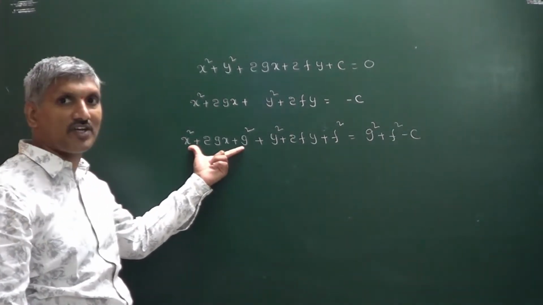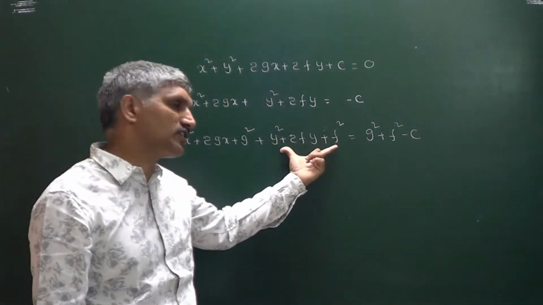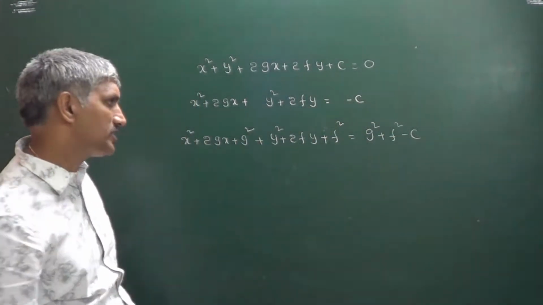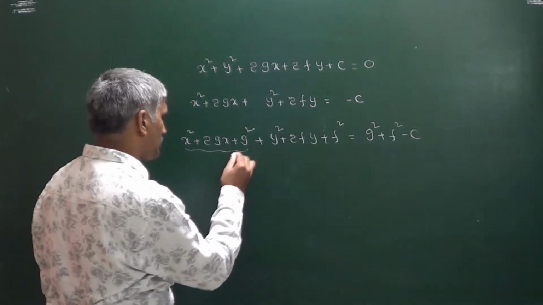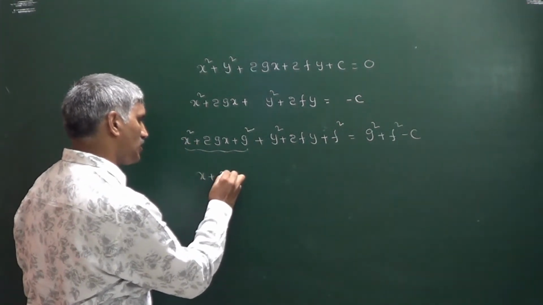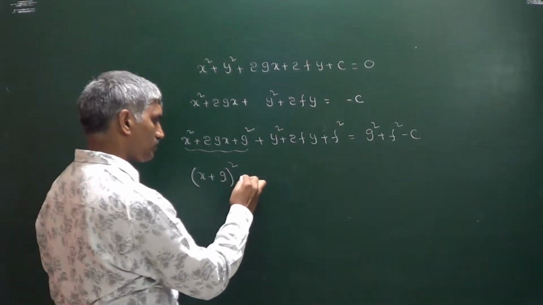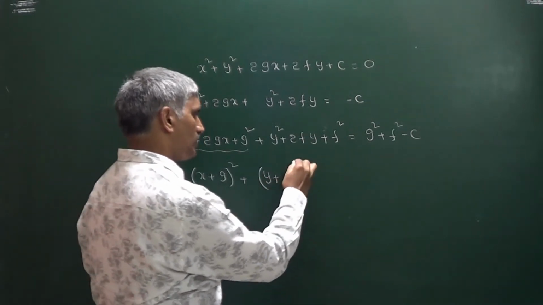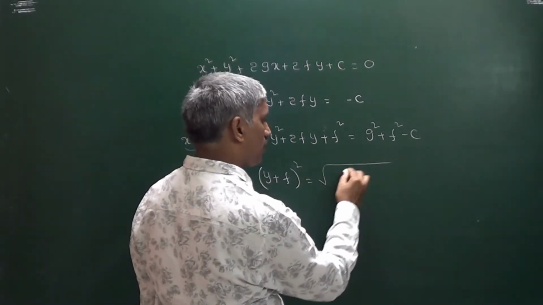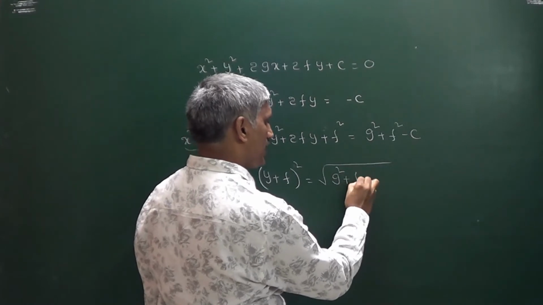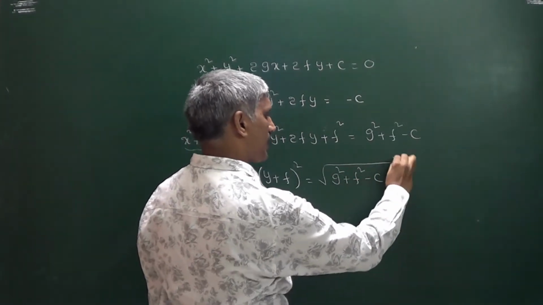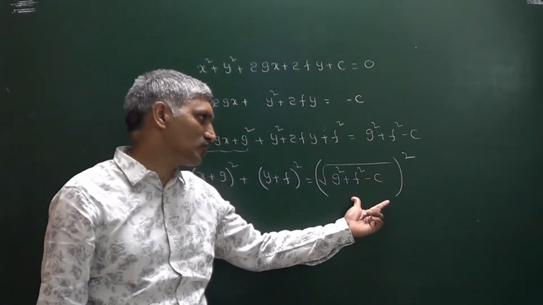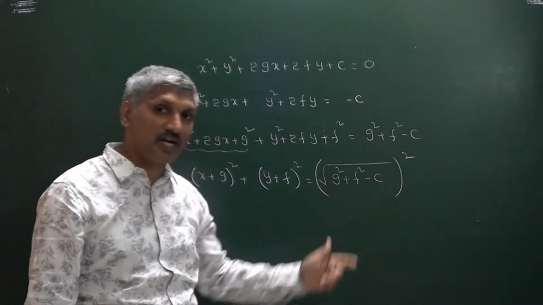To make it a perfect square I added g square, and to make it a perfect square I added f square. That's why we added f square and g square on the right hand side also. So we can write this as (x plus g) whole square plus (y plus f) whole square equals the square root of (g square plus f square minus c) whole square. We can write it or not? Square and root cancel, you get the same.